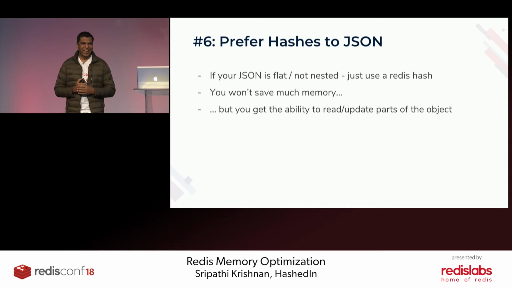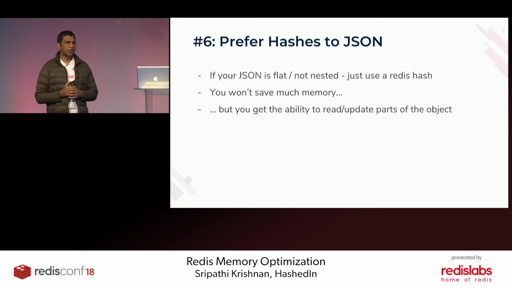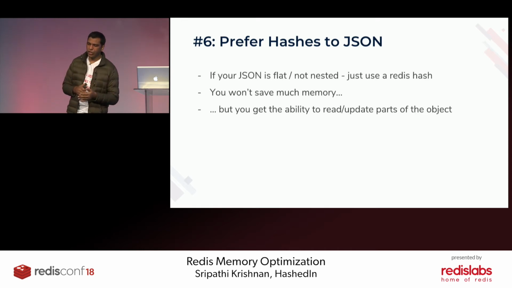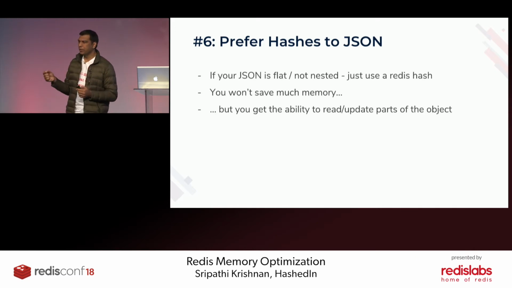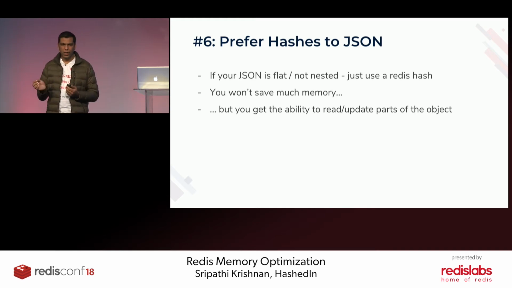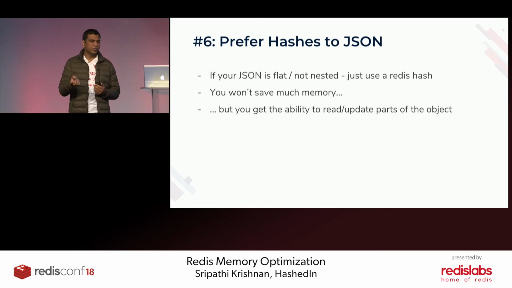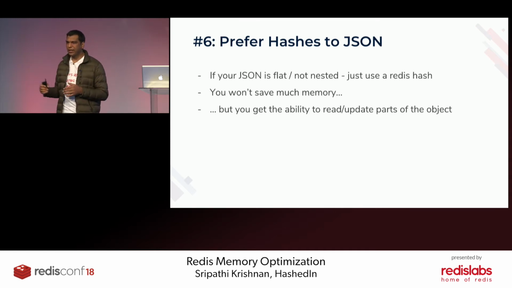Going forward, if you are storing JSON in Redis, one recommendation that I would have is, instead of the JSON, try to move to a hash. Redis internally makes sure that a hash is using a very optimum encoding. So it's not that the memory savings will be too high, but you do get the ability to update or fetch only certain fields. So whenever you can, try to use a hash instead of a JSON, especially if your JSON is flat and doesn't have too many nesting levels. Then it's perfect to just use a hash structure instead.